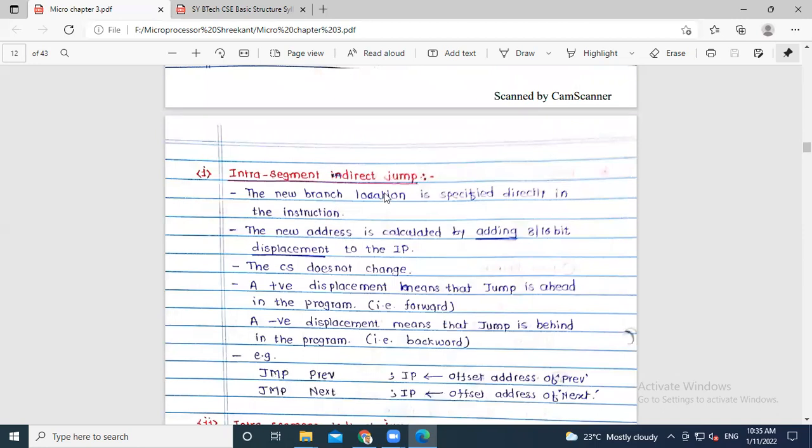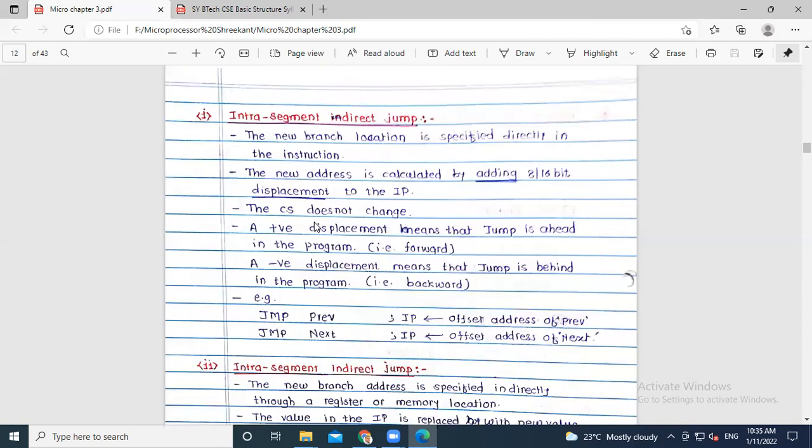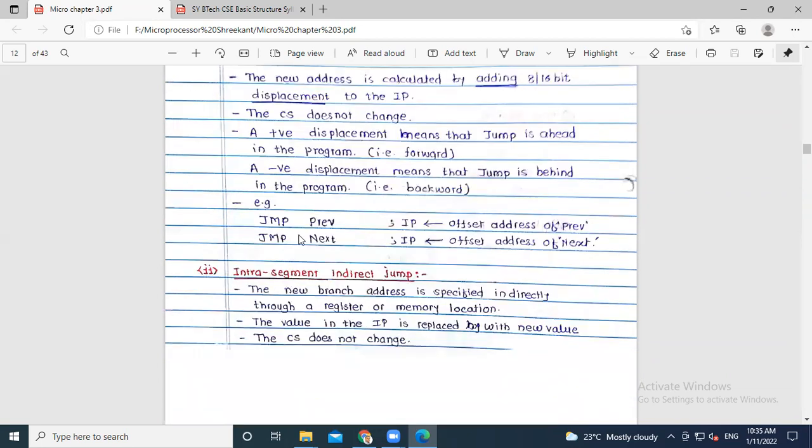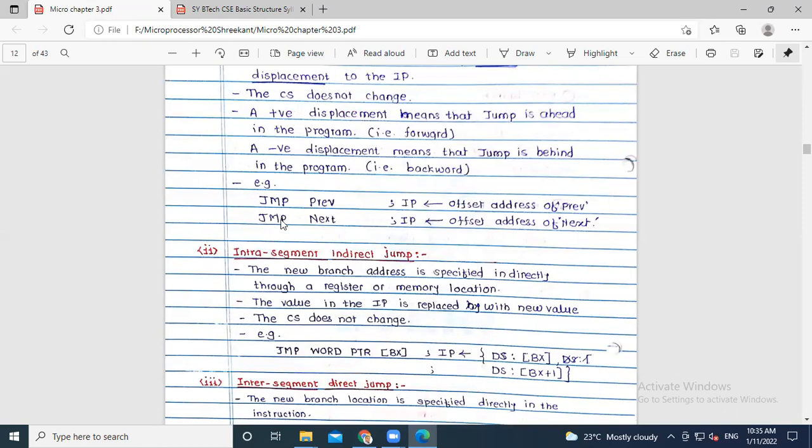In the intra-segment direct jump, the new branch location is specified directly in the instruction, and the new address is calculated by adding an 8-bit or 16-bit displacement to the instruction pointer IP, and the code segment does not change, it remains the same. A positive displacement means the jump is ahead in the program, and a negative displacement means the jump is behind in the program. Ahead and behind in the program. Previous means behind, next means ahead, front and back.